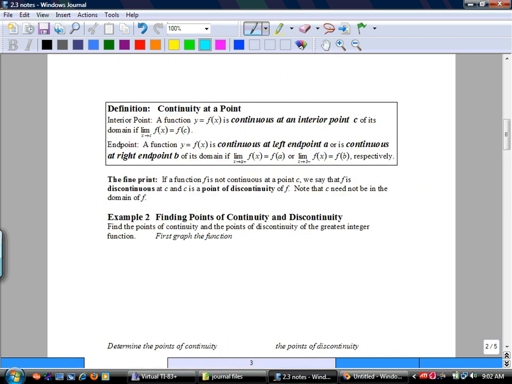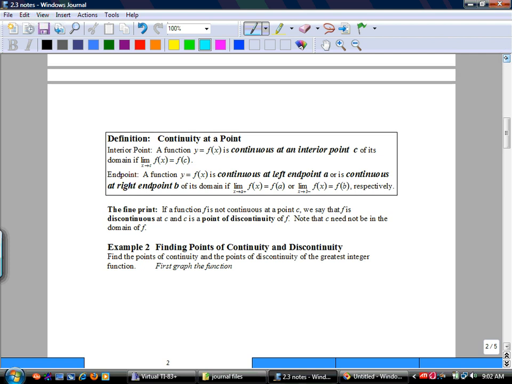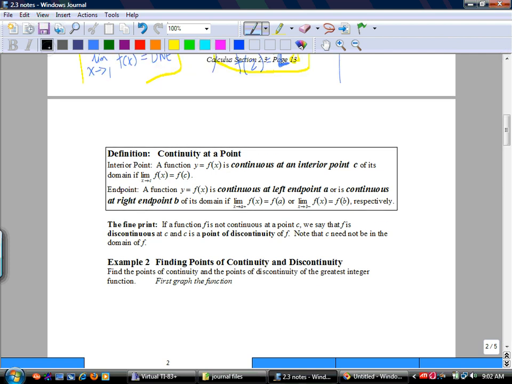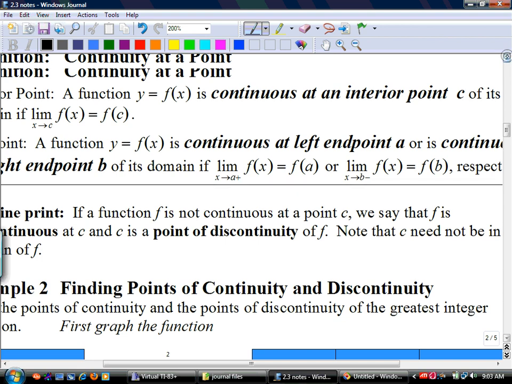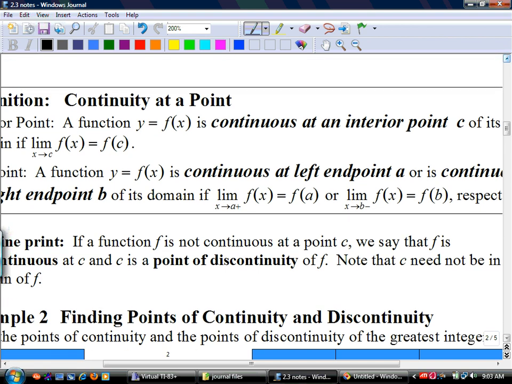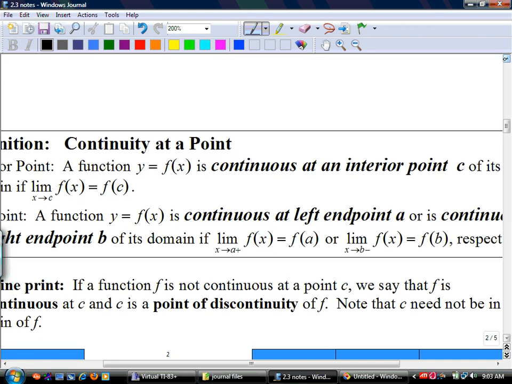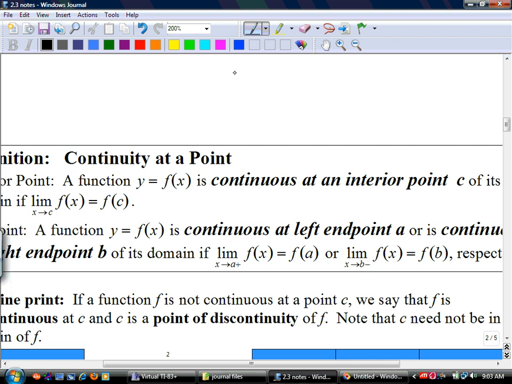Continuity at a point. Definition. A function is continuous at an interior point c if the limit as x approaches c of f of x equals f of c. So what we're saying here is, I'm going to draw a little picture for you. So you have some point right here, c.